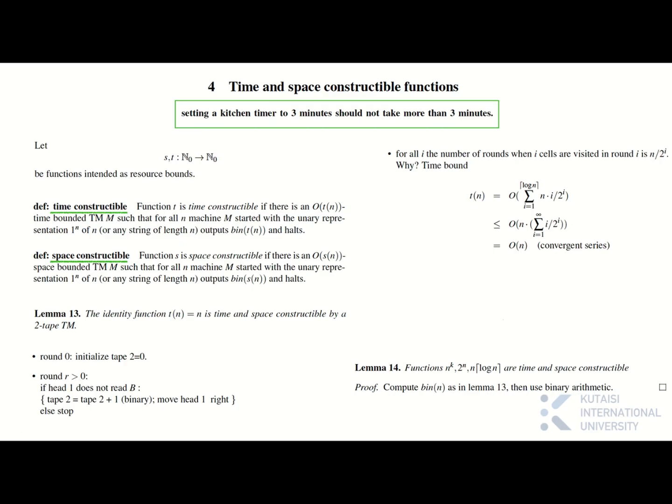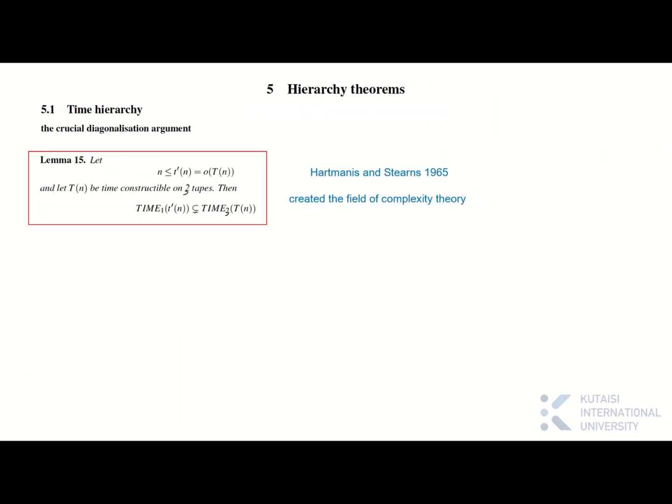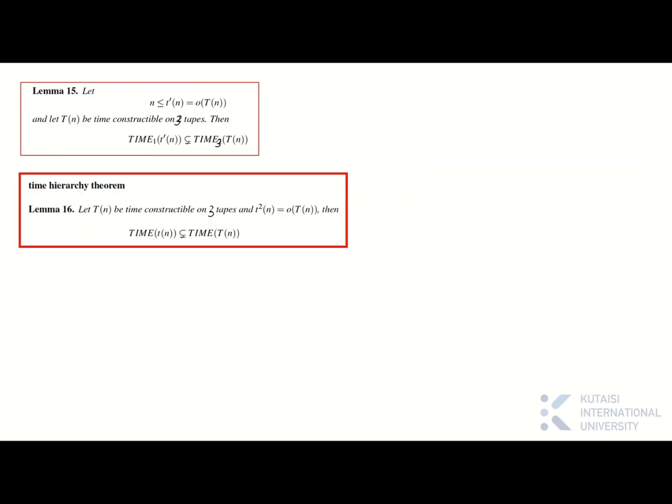Hopefully these are n and log n and 2 to the power n to the power k and so on. And now we come to a very, very important theorem, the time hierarchy. This is a crucial diagonalization argument, and I will try to show you how this works, and I advise you to pay attention. The time hierarchy theorem is actually what comes next. It completely uses what we are going to prove now. So let me tell you the time hierarchy theorem first, and then I will prove lemma 15, which implies time hierarchy.